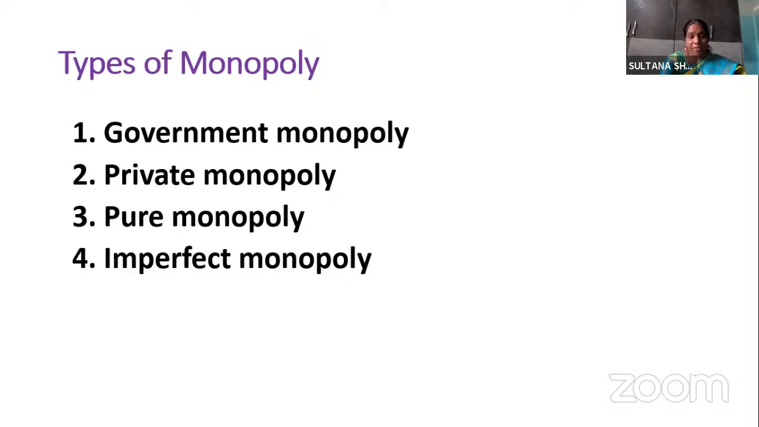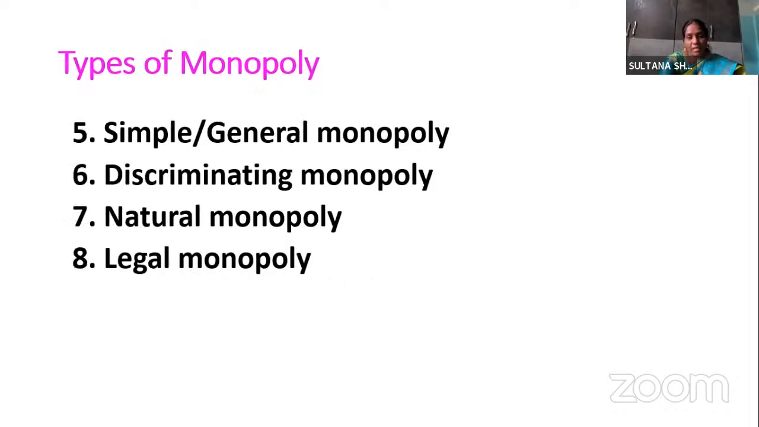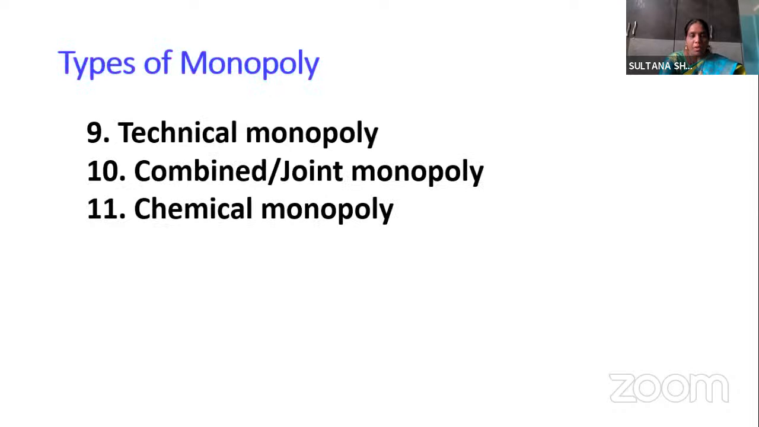pure monopoly, imperfect monopoly, simple or general monopoly, discriminating monopoly, natural monopoly, legal monopoly, like these types of monopolies are there. Next technical monopoly, combined or joint monopoly, chemical monopoly. All these types indicate the type of monopoly.